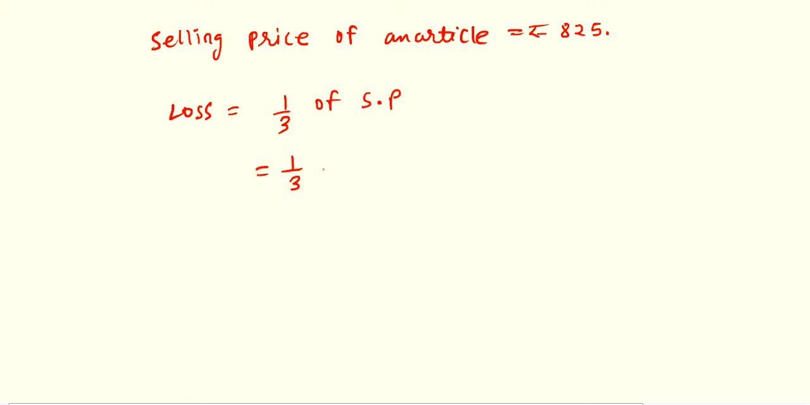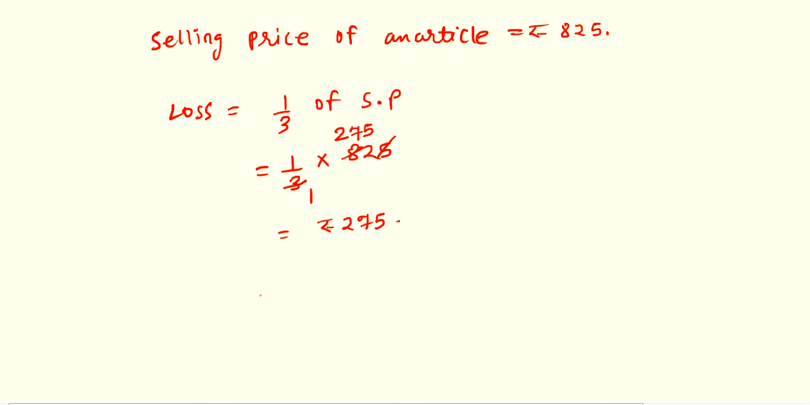So 1 by 3 into selling price, 825. 3 1 ja 3, 3 2 ja 6, 2 remaining, 2 will become 22, 3 7 ja 21, 1 remaining, 15, 3 5 ja 15. So the required loss is 275. Now it is given that we have to find the cost price of the article.